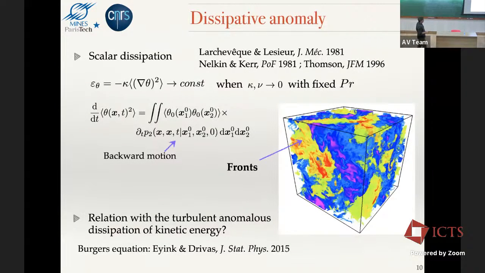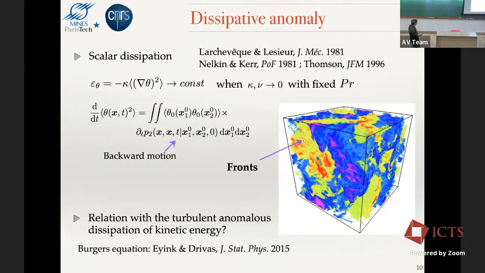Now if you look at the simulation of a scalar field transported by 3D Navier-Stokes, the different colors are different values of the scalar field. Having a finite probability to finish at the same position, knowing that you started from different positions, you can see through the presence of these fronts. So you have positions in space where the scalar has almost a discontinuity, and this is the place where you get the max of dissipation of the scalar field.